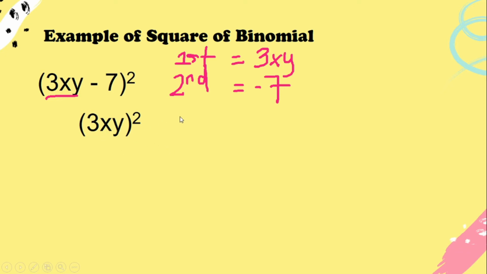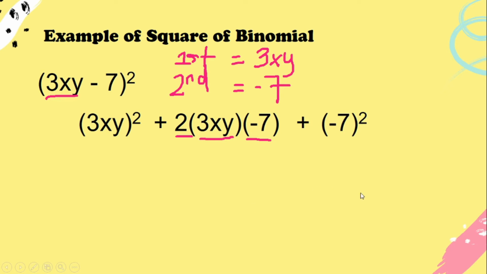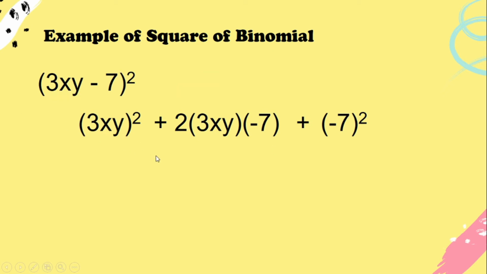Then, the next step is ita-twice natin, 2 times yung product ng first term times dun sa second term. Okay? 2 times the first term times the second term. Ganun lang. And then, plus square ng second term. Ulit, square ng first term plus 2 times first times second plus square ng second. Ganun lang yung magiging pattern. And then, simplifying this, gamit yung law of exponent na nagawa natin.